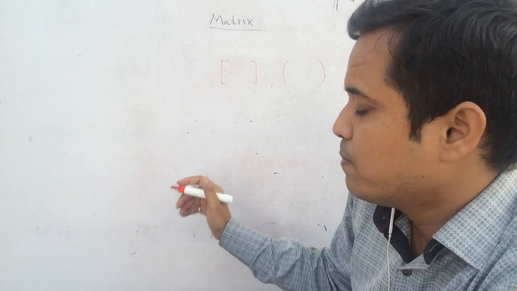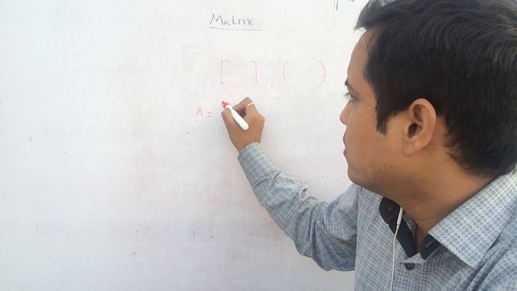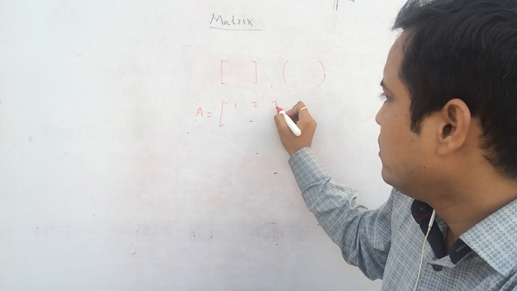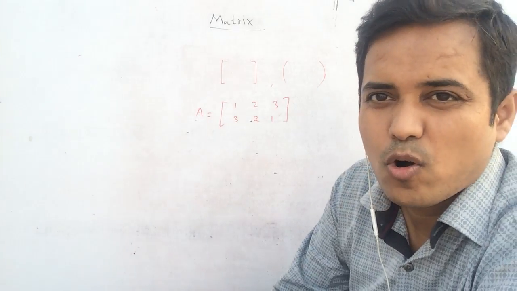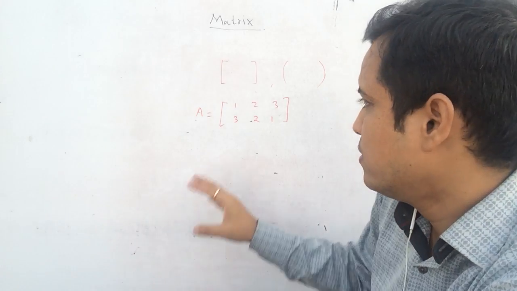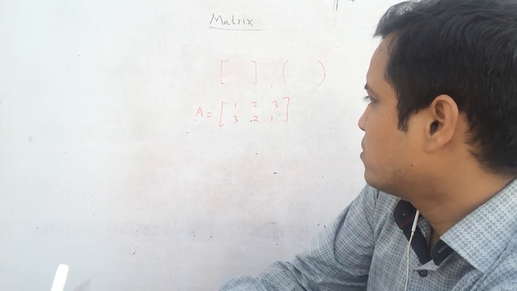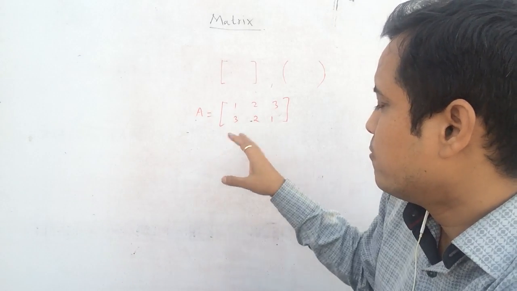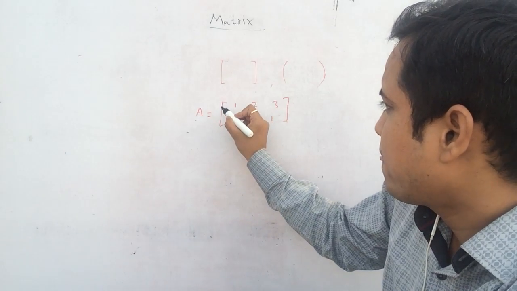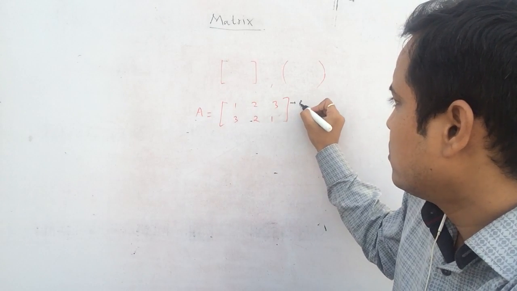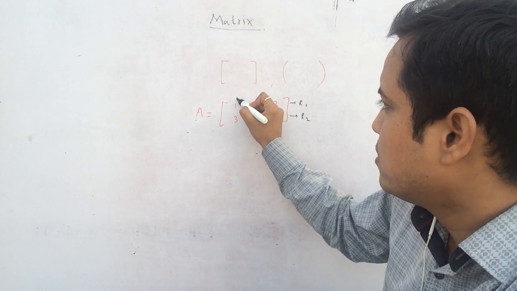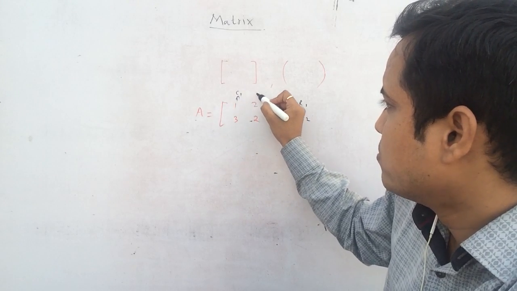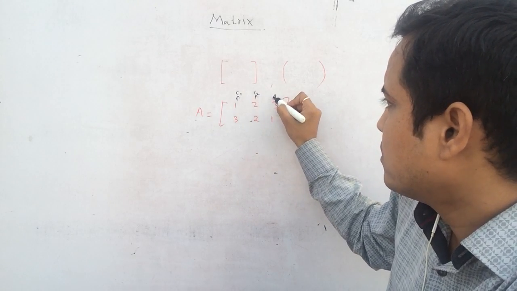If I give an example, the elements are 1 2 3 3 2 1, suppose. If you want to find the order of this matrix, first see how many rows there are. Here there are 2 rows, R1 and R2. How many columns are there? 3 columns, C1, C2 and C3.